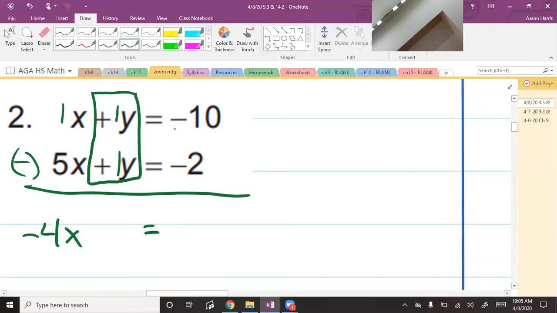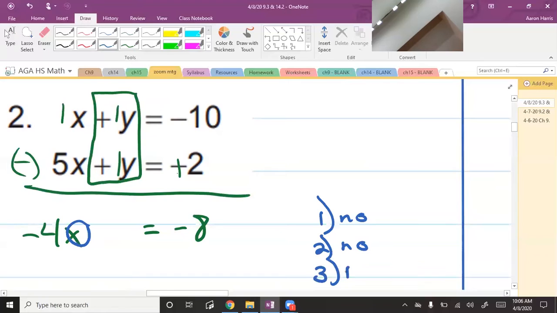-10 minus a -2, a negative and a negative is a positive. So that says negative 10 plus 2. And since it says plus 2, I'm going to get negative 8. Now I'm solving for what? X. Step 1, nothing to do. Step 2, nothing to do.